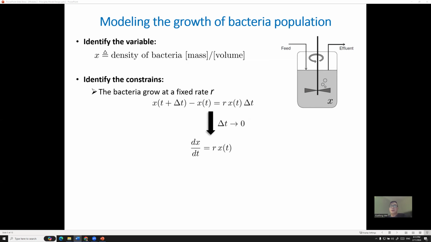However, we should be careful here because we have so far established a constraint or assumption that the growth of bacteria happens at a constant rate. From this hypothesis, we can draw the physical relationship that forms a differential equation. In other words, it is the model of our process.